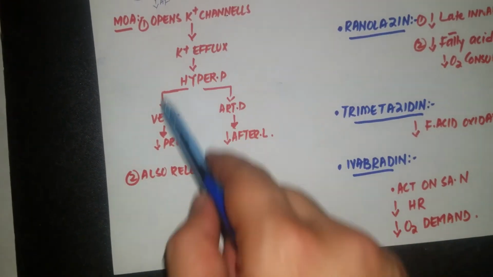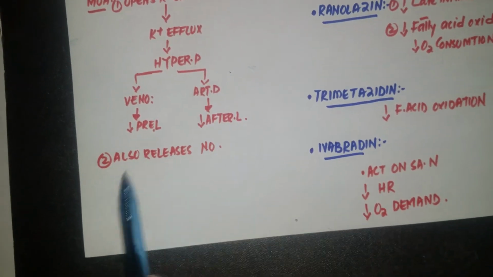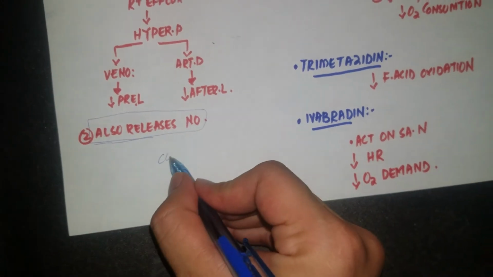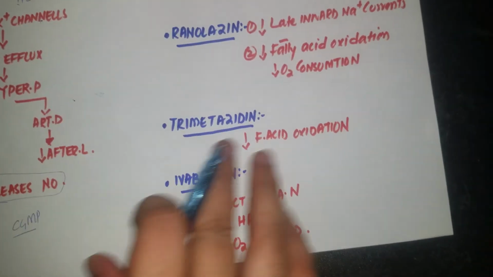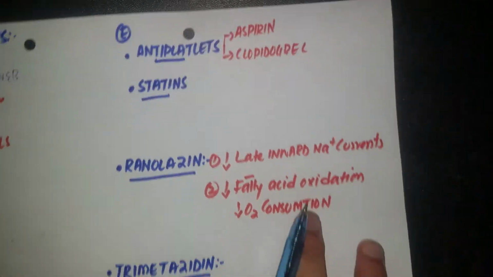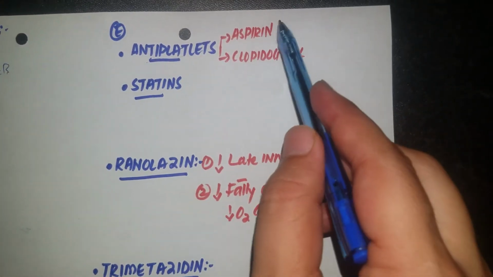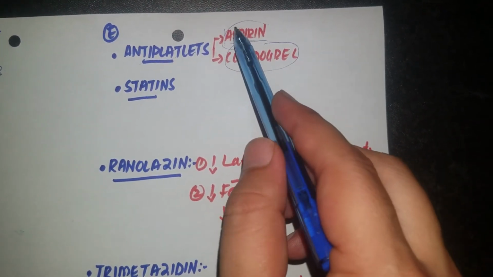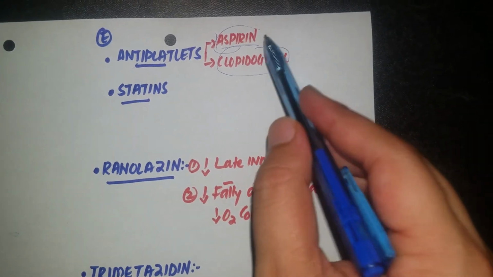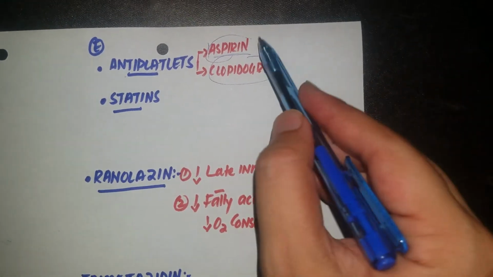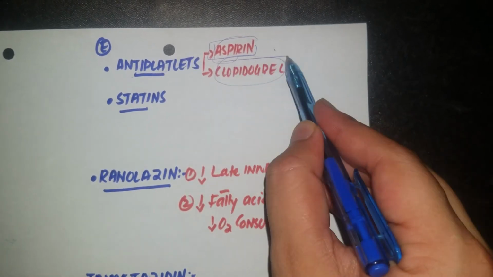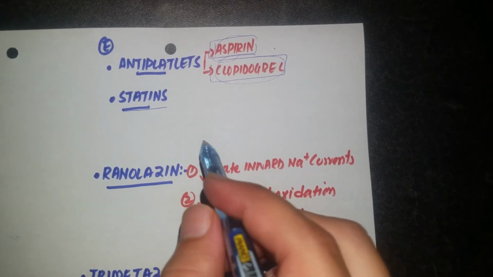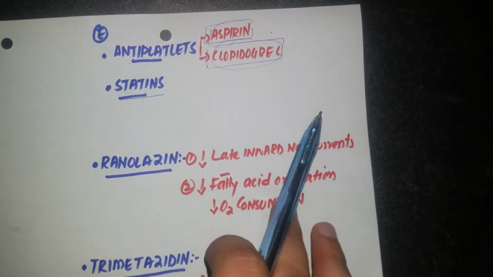The mechanism of action I have explained already. The second mechanism of action is that it also releases NO, and through the cyclic GMP pathway it causes vasodilation. The other drugs are antiplatelet drugs like aspirin and clopidogrel. Aspirin is used because it is an antiplatelet drug and will decrease the chances of thrombosis. If a person is allergic to aspirin, then clopidogrel can be used. Statins are used to decrease the thrombotic events.